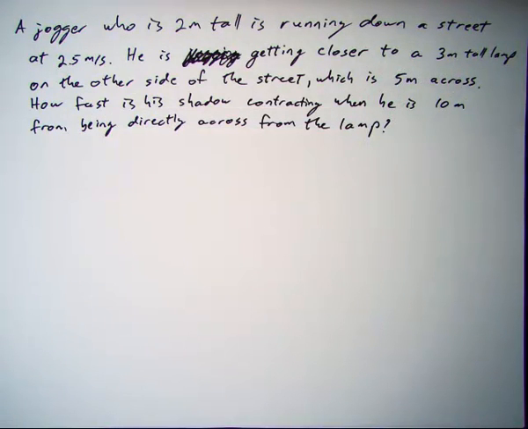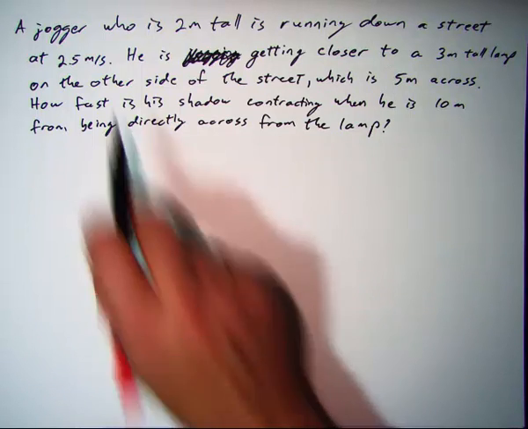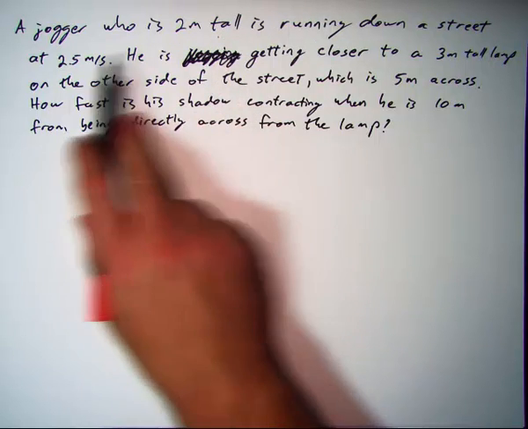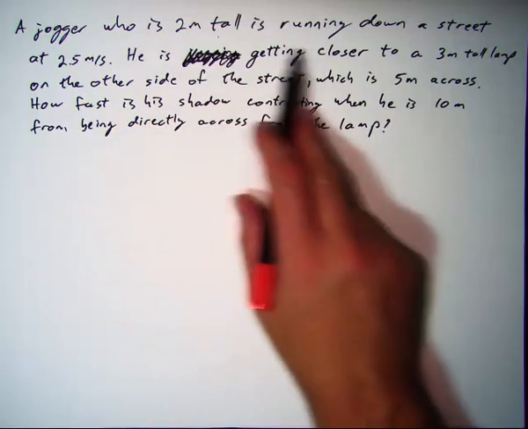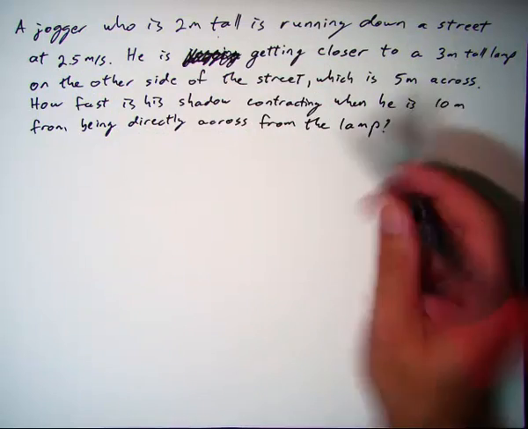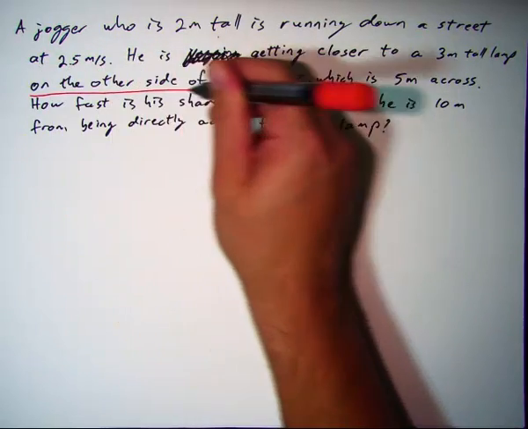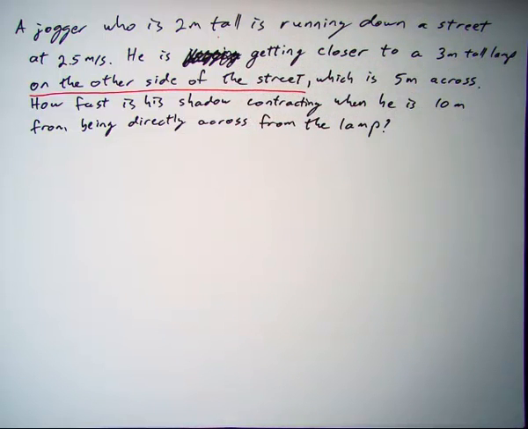Alright, same idea as before, but with a very important difference. Same jogger, 2 meters tall, running down the street at the same rate of 2.5 meters per second. He is approaching a 3-meter tall lamp on the other side of the street, and that makes a massive difference.